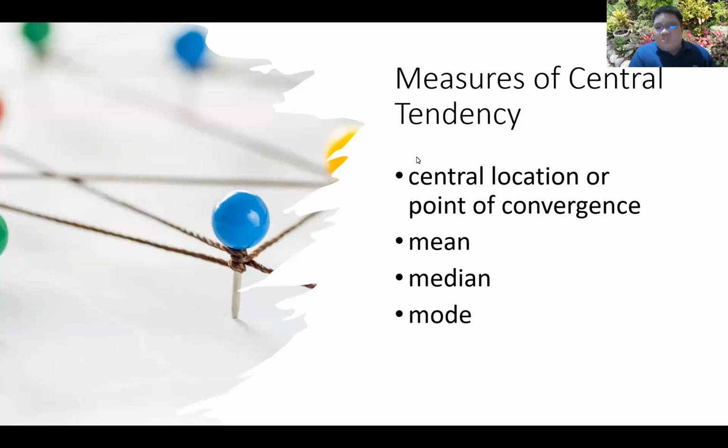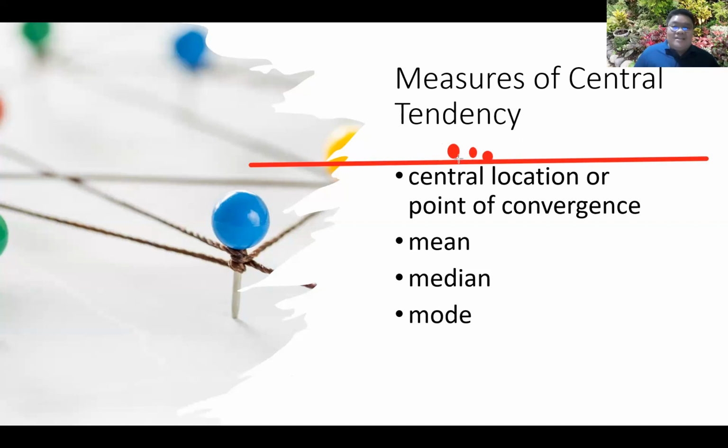Pag sinabi nating measures of central tendency, as it says, class, central. It says central tendency. In other words, class, it's the central location or the point of convergence. For example, if this line represents the data or all the scores of your students, the measures of central tendency will be somewhere here in the middle. Because after all, they are referred to as the central location or point of convergence. Kung kaya na tinawag siya central tendency.